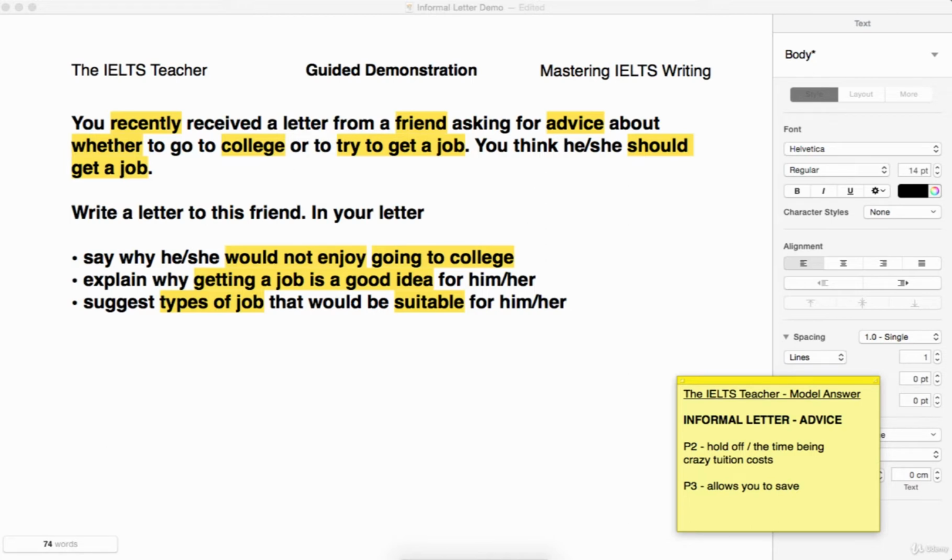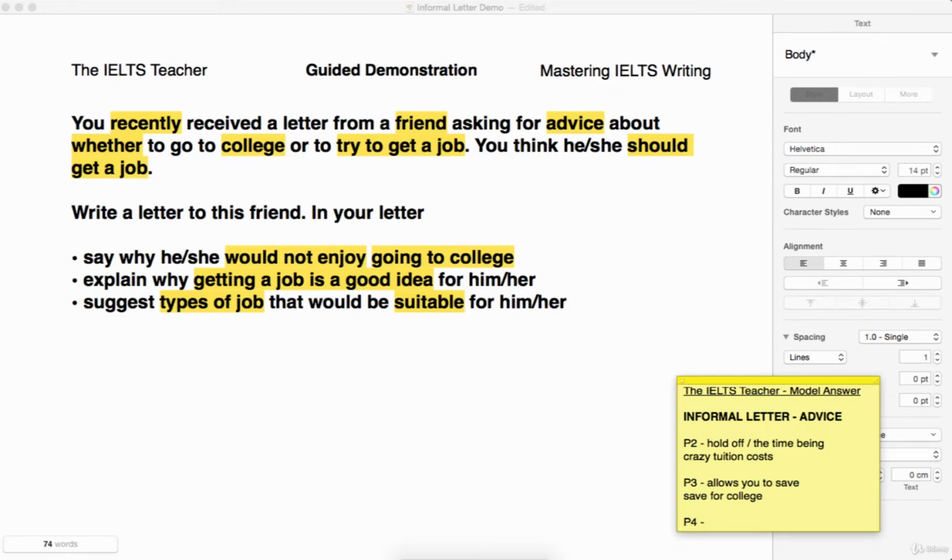Well, let's follow on with the same idea. If you save money, then you can go to college afterwards. So you can save for college, and everything's coming together now. The whole letter meets the themes of the task, so nothing's out of place. Okay, now let's move to the last one. Suggest types of job that would be suitable for him or her.